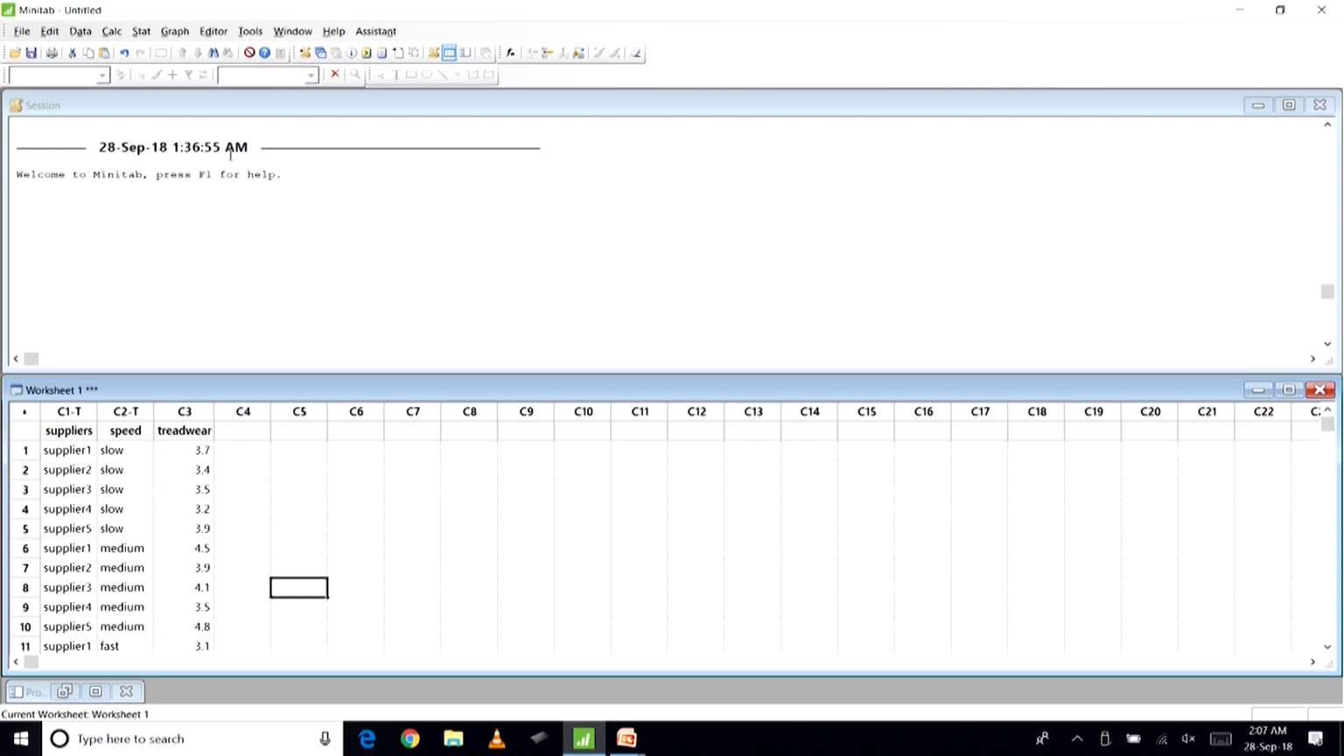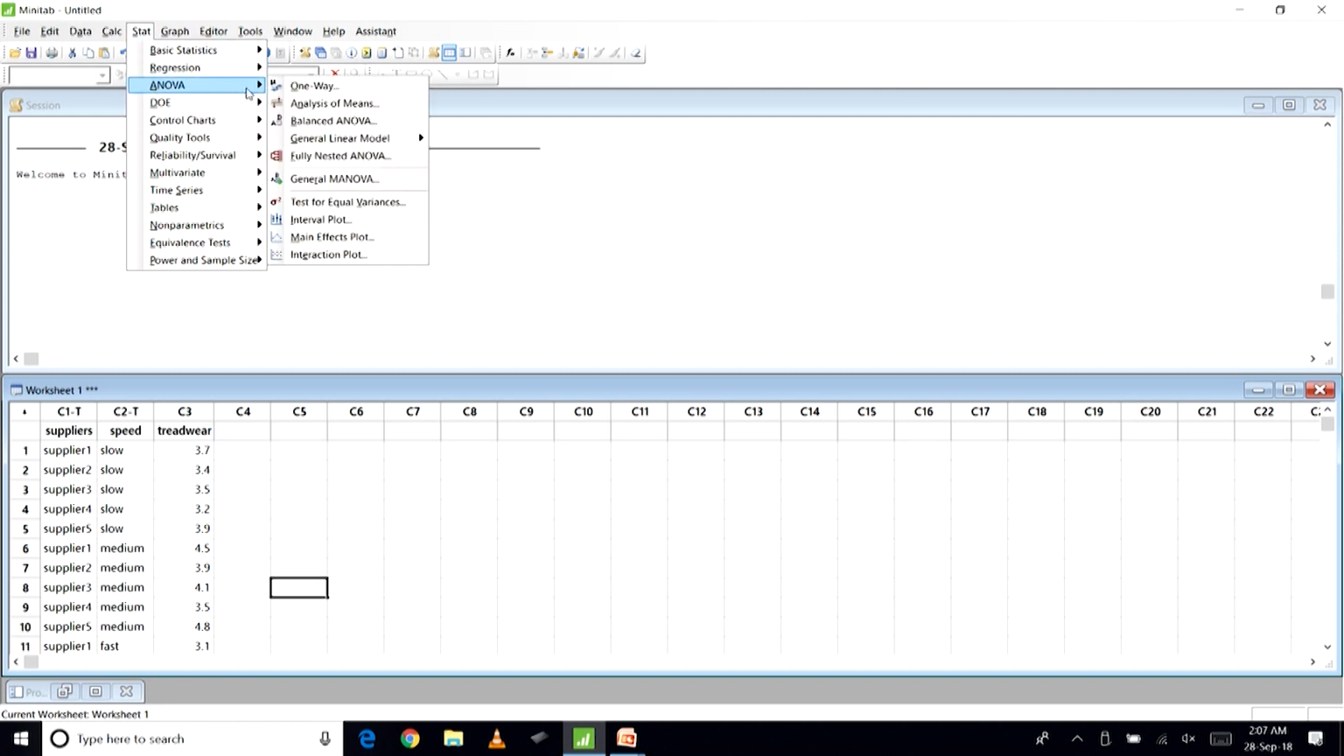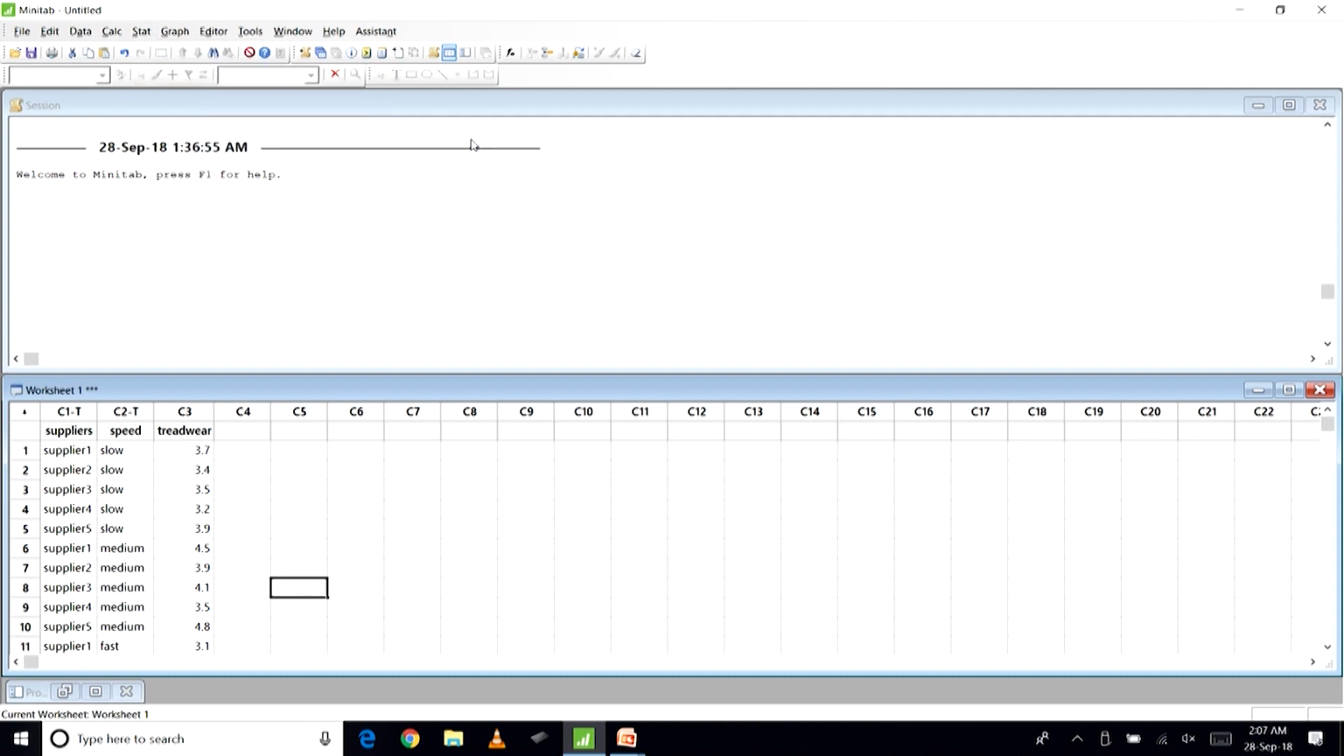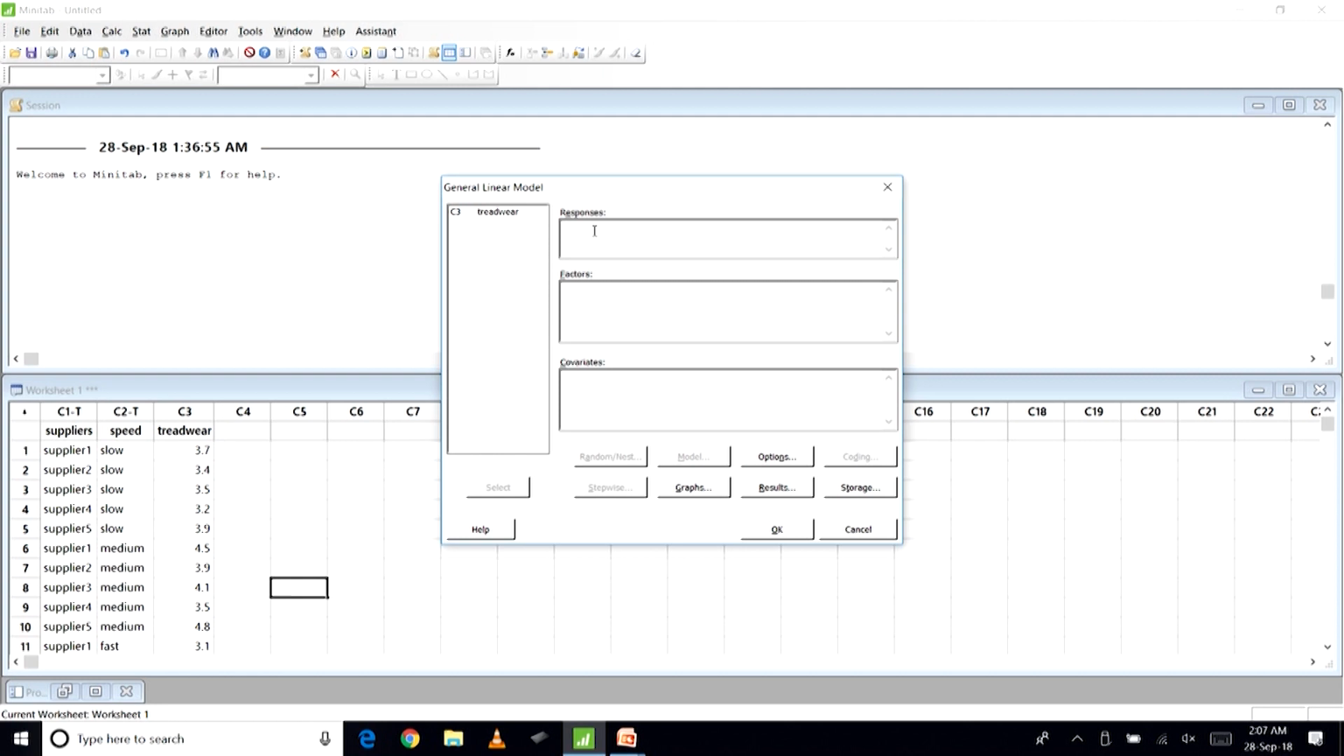Now, we will go to Stat, ANOVA, go to General Linear Model. This is the point you need to remember. General Linear Model, Fit General Linear Model. So, you have got response, which is nothing but your dependent variable, and factors are your independent variables.